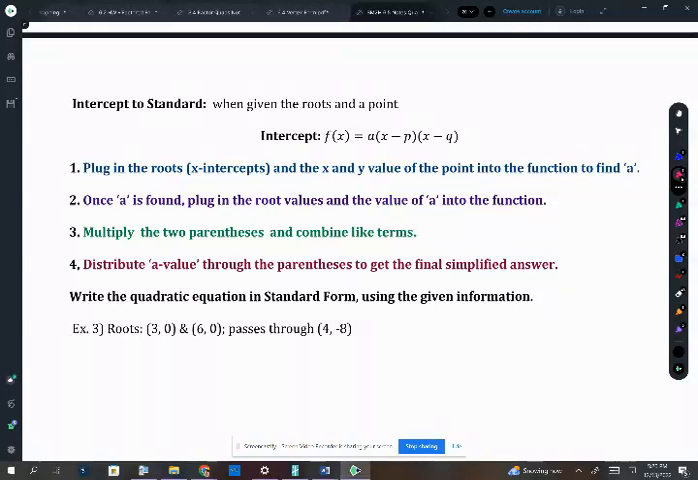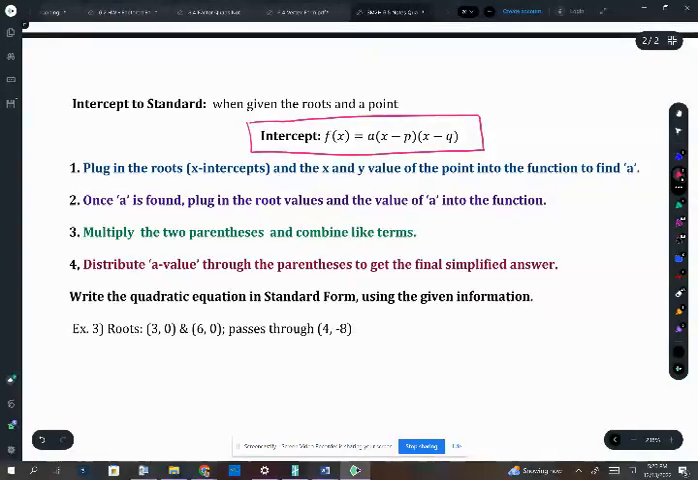All right, so the second part of our video is going to go from intercept to standard form. In this instance, we're going to write our equation in intercept form, which is our a times x minus p times x minus q. So we're going to try to get it to look like this, and then again expand out to get it into standard form. In this case, we'll be given our two roots or our x-intercepts, and we'll also be given our point, just like we did before.